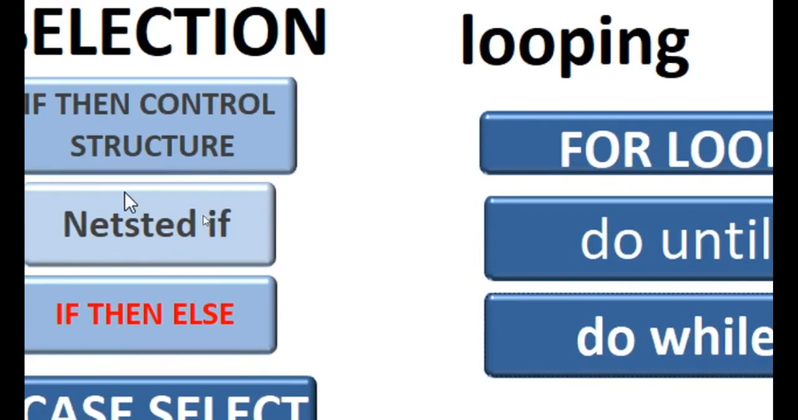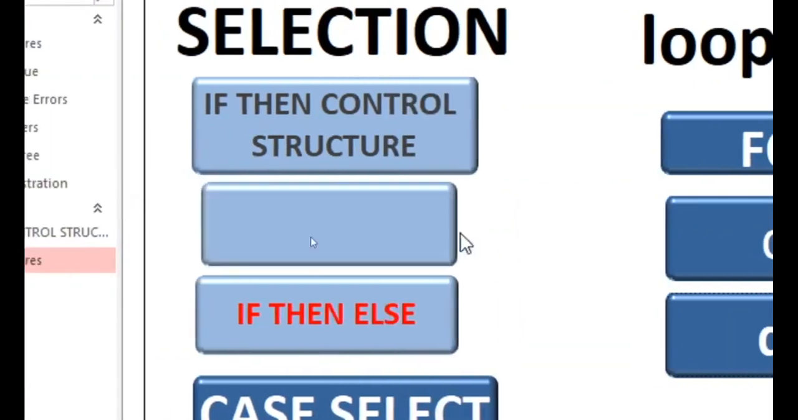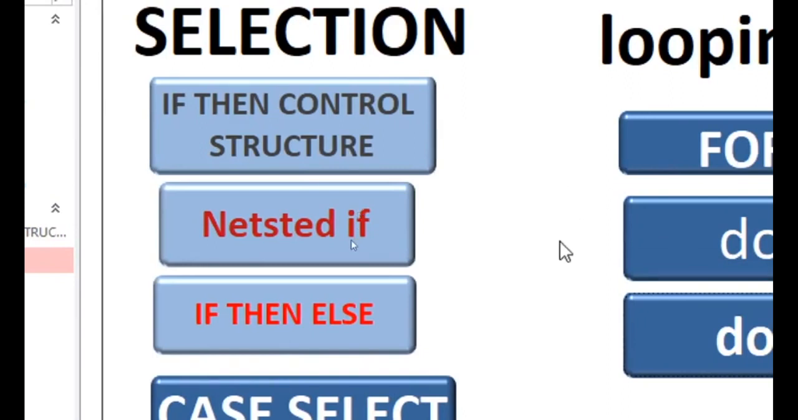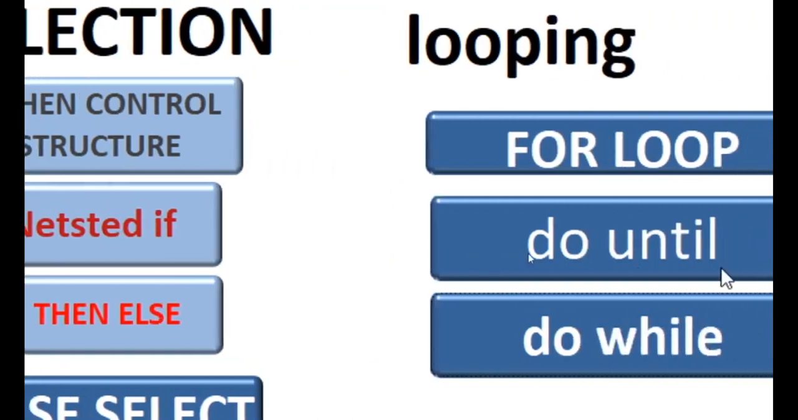Therefore, that's how we look at the control structures. And as you have seen, we have gone through the required control structures in our syllabi, that is the Kenya National Examination syllabus. You're supposed to cover if then, nested if then else, case select. Then we need to cover for loop. We need to cover do until or repeat until, then the while loops.